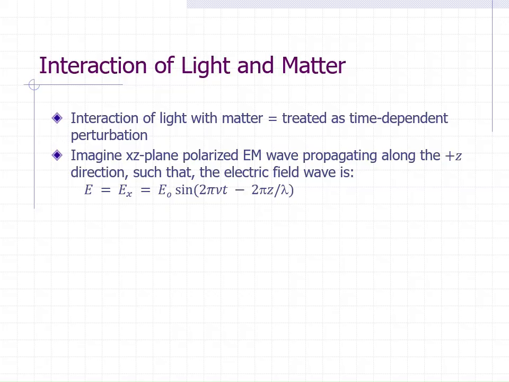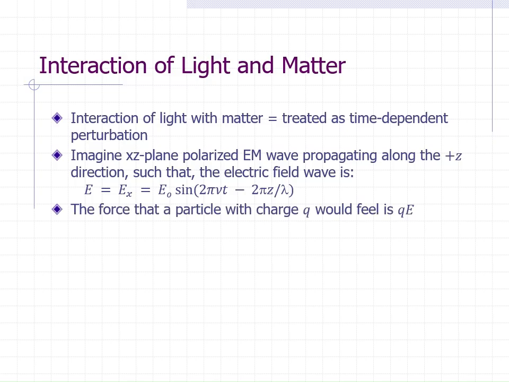The electric field of this wave oscillates in time and space. If it is oscillating in the xz plane, then we can write it as E equals E sub x, which is equal to E naught times sine of 2 pi nu t minus 2 pi z over lambda. A charged particle in this field would experience a force along the x direction equal to q times E, where q is the charge and E is the electric field strength.